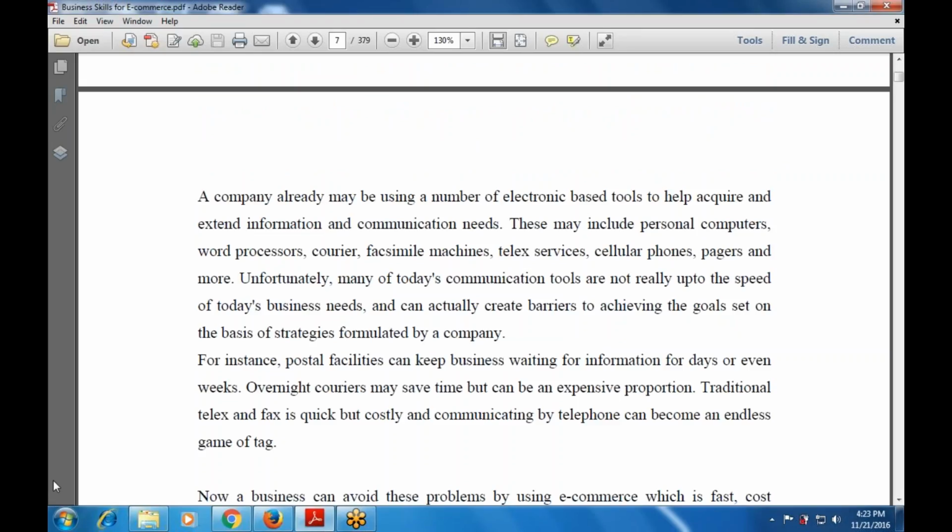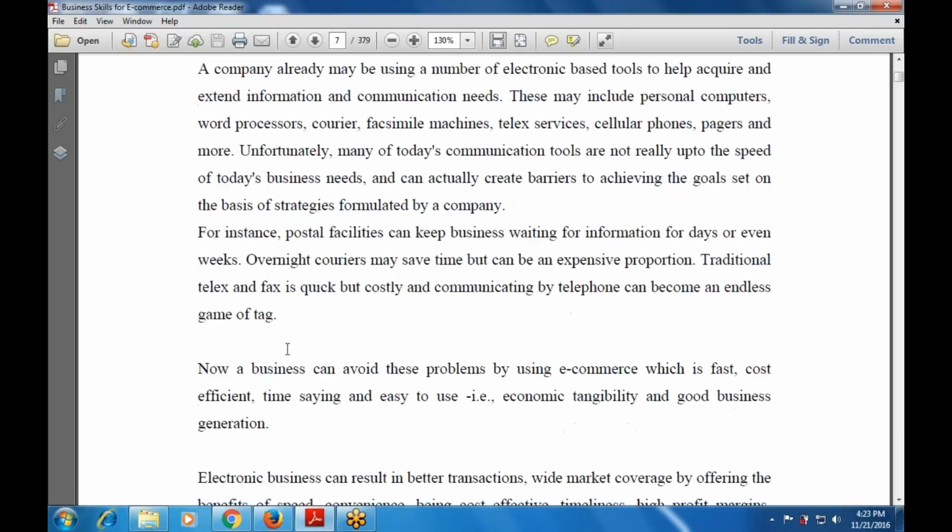For example, using postal services can keep a business waiting for information for days or even weeks. Overnight couriers may save time, but they can be very expensive, and traditionally this is very costly and time consuming. By telephone, it becomes an endless game of tag.